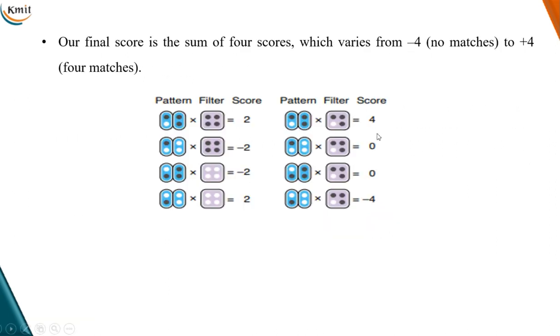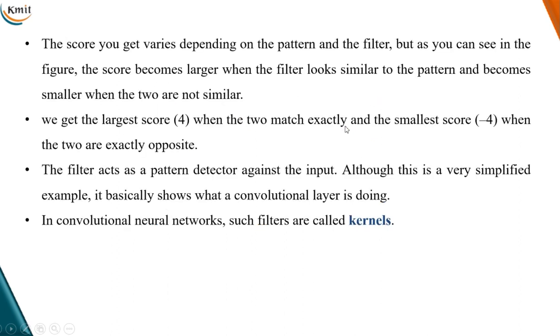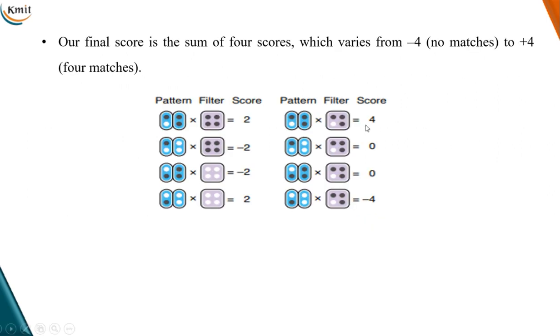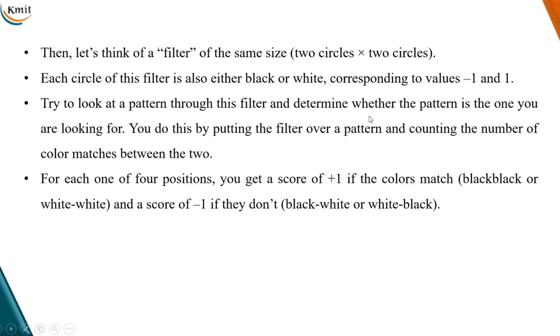The score here depends upon what pattern you are taking and what kind of filter you are applying on that particular pattern. As you can see in the figure, the score becomes larger if the filter matches with the pattern, and the score becomes smaller if the filter does not match with the pattern. This is very important. Now, how do we do this? We do this by putting the filter over a pattern and counting the number of color matches between the two. For each of the 4 positions, you get a +1 if the colors match and -1 if they don't match.